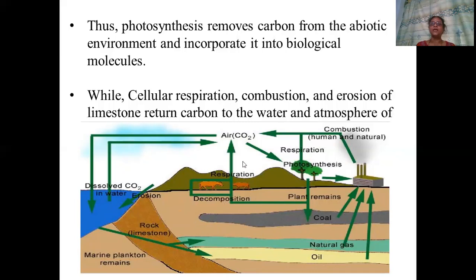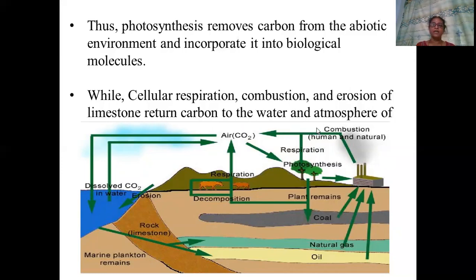These are all the carbon deposits present in the soil, and carbon dioxide from the air is taken up by the plants, which produce food by photosynthesis. So they convert abiotic carbon into biological molecules. Then from these plants, the food material is circulated to all other organisms, and because of cellular respiration, combustion and erosion of limestone, carbon is released back into the water, atmosphere and lithosphere.